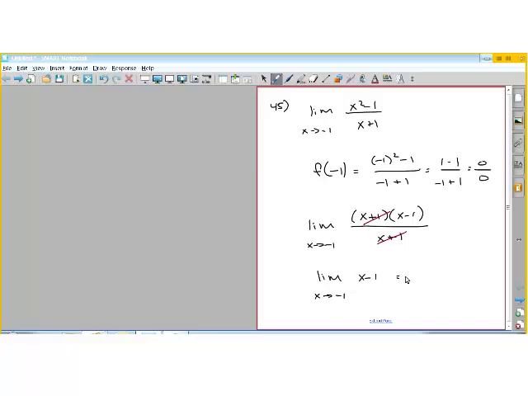So then you can just plug it in. We just plug in negative 1, and so that's just f of negative 1. So you put negative 1 minus 1, which is equal to negative 2. So that's how you do it analytically.